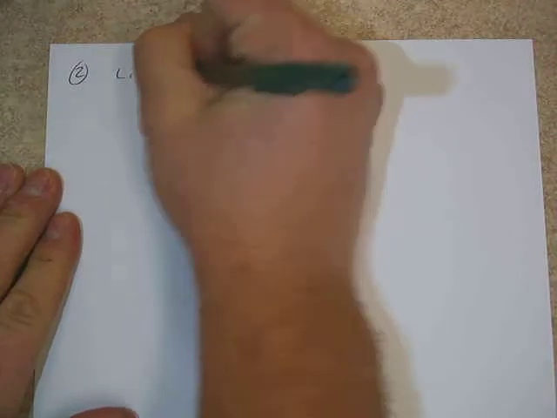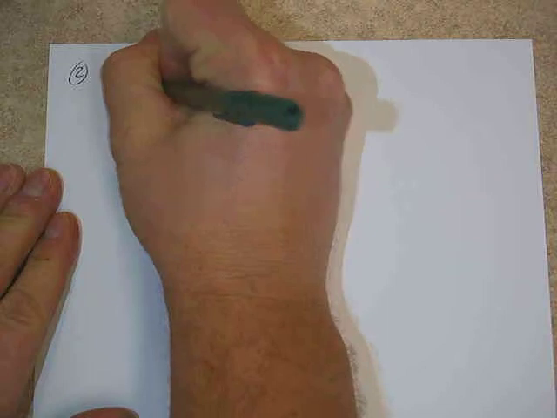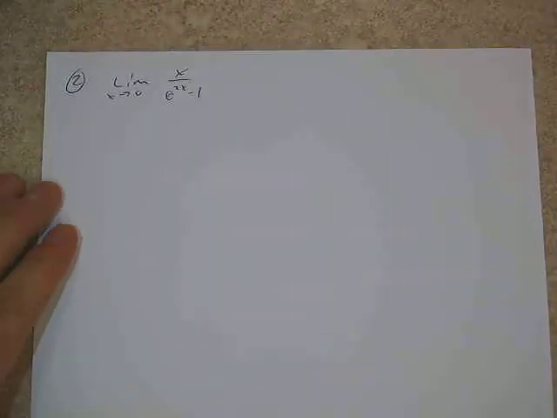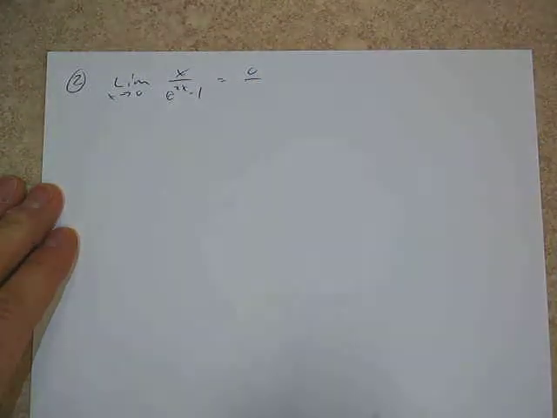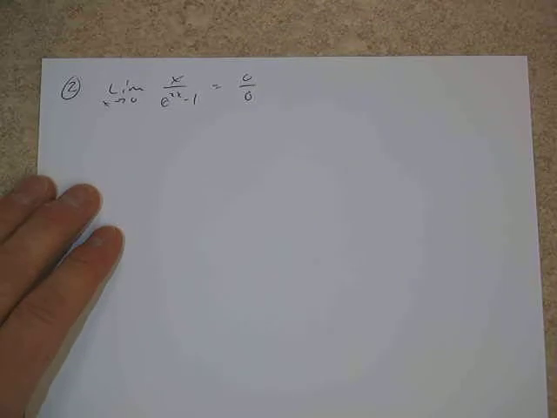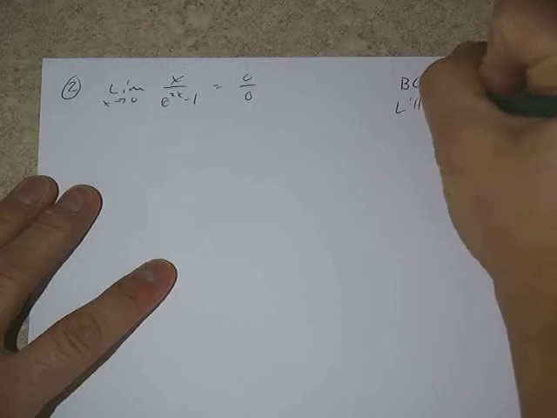Okay, so number 2, we have a limit problem, and we have the limit of x over e to the 2x minus 1 as x approaches 0. And ultimately, if we put a 0 in there, direct evaluation, we would wind up with 0 on top. e to the 0 is 1, 1 minus 1 is 0. So ultimately, it's an indeterminate form, so therefore L'Hopital's rule. So this would be a BC problem, so L'Hopital's rule.